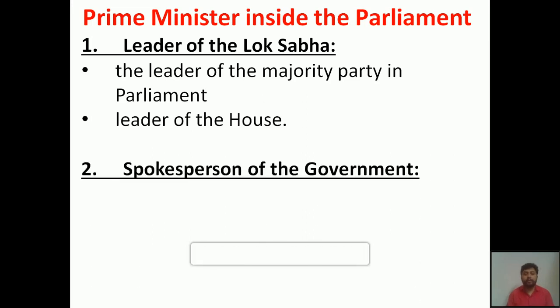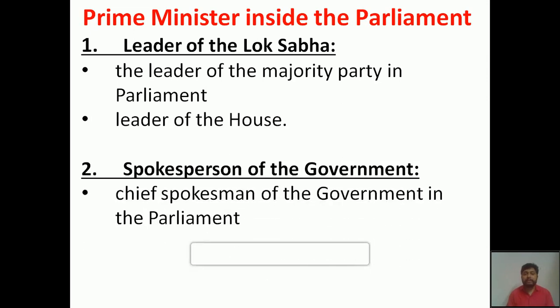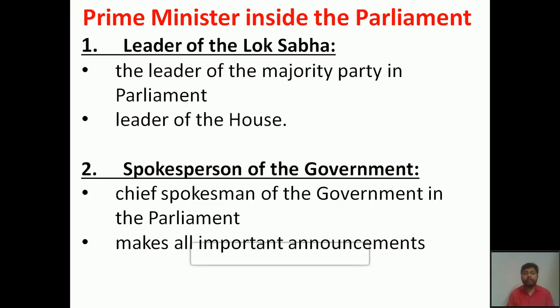Second one, spokesperson of the government. Chief spokesman of the government in the Parliament. All the different activities, all the major decisions, different policies which are taken by the government will be announced to the members of the Parliament as well as to the whole nation by the Prime Minister. You might be remembering the day when the Prime Minister declared about the demonetization. So he addressed the nation, he addressed the media, and he was the person who gave all the information to the nation. Chief spokesman of the government makes all important announcements.